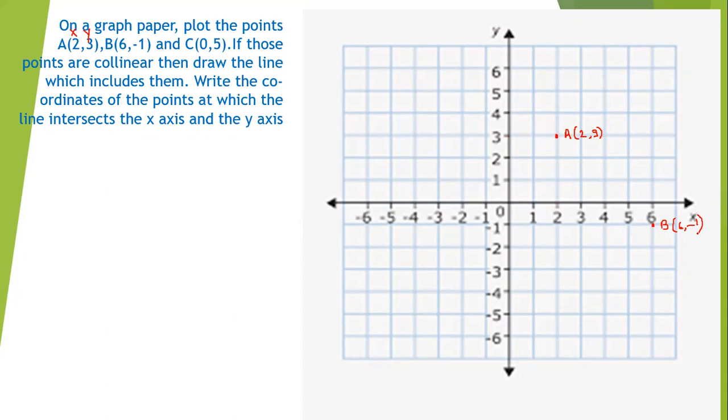Then C (0, 5). 0 means it is on the axis. Now here we have the x coordinate as 0. So the point is on the y-axis. So on the y-axis where we have 5, we have over here, right? So we will just put a dot over here and we will write the name of the point C and then 0, 5. Then close the bracket. Now, if you notice, these points are collinear, right?